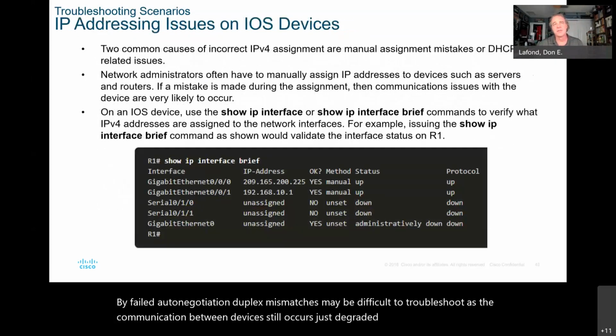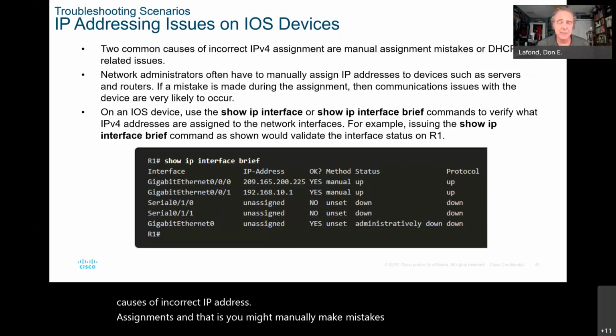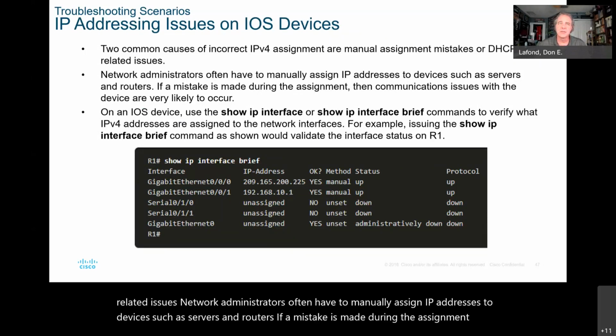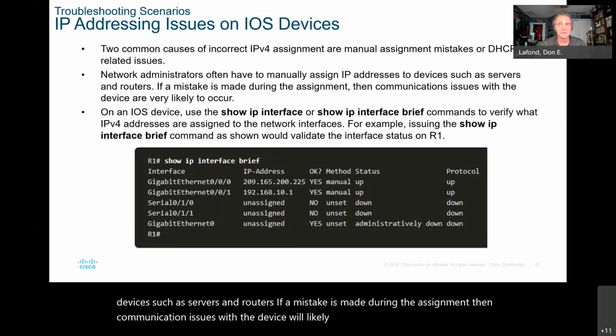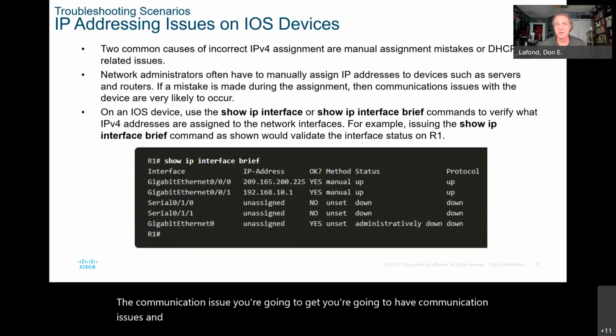Two common causes of incorrect IP addressing issues that you might run into. There's two common causes of incorrect IP address assignments, and that is you might manually make mistakes, or you could have DHCP related issues. Network administrators often have to manually assign IP addresses to devices such as servers and routers. If a mistake is made during the assignment, then you're going to have communication issues and the device will not communicate.